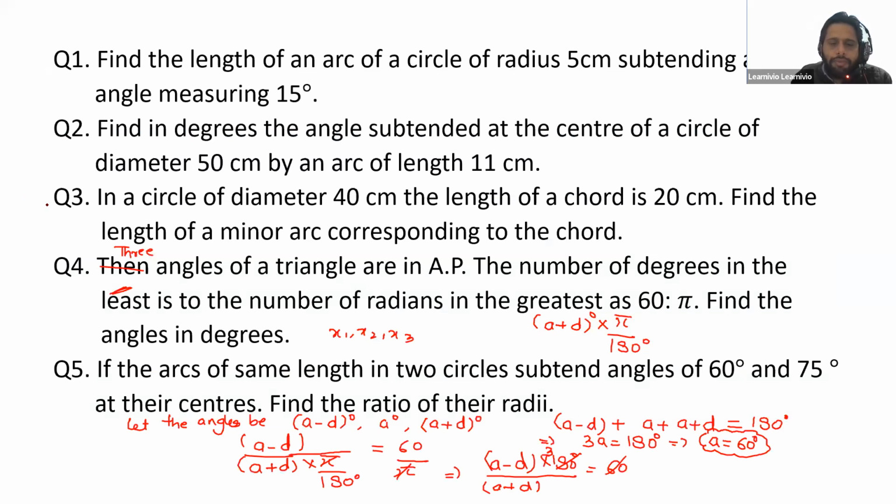Now, please try this question. Question number 4. Three angles of a triangle are in AP. The number of degrees in the least to the number of radians in the greatest is 60 to pi. Find the angles in degrees. And please let me know if you have any doubt in this question.